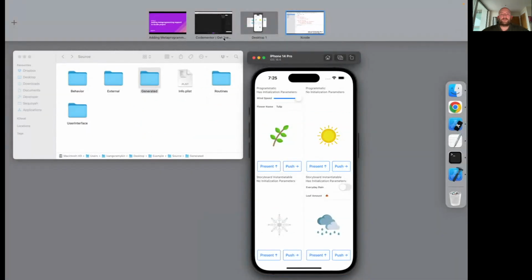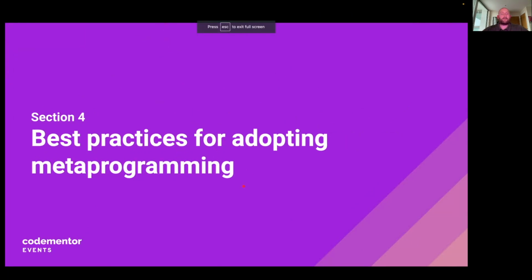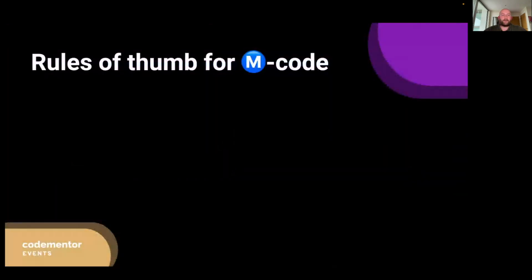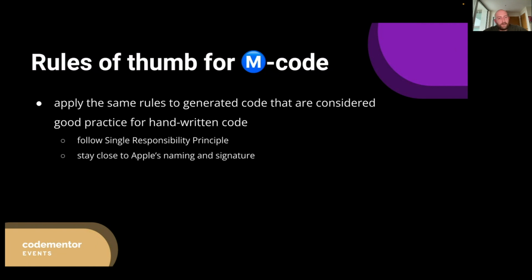So let's get back to the slides. Done with it. Best practices for adopting metaprogramming in your project. Rules of thumb for metacode. Basically, you want to apply the same rules to generated code that are considered good practice for handwritten code. Follow single responsibility principle. Stay close to Apple's naming and signature. Follow Apple's API design guidelines. Follow any practice that you're happy with.